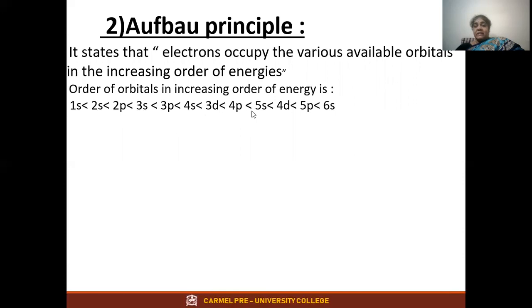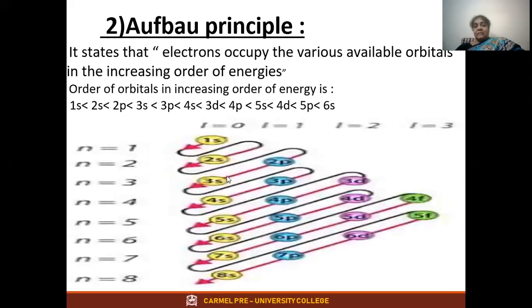Now, how did we get this order? It is from this diagram. Follow this arrow mark: 1s, then 2s. Follow the arrow mark: 2p, 3s. Again, follow the arrow mark: 3p, 4s. After 4s, you come to 3d, 4p, 5s, and so on. Based on this, what is called the tree diagram, or the Aufbau rule, you are going to arrange the orbitals in the increasing order of their energies.